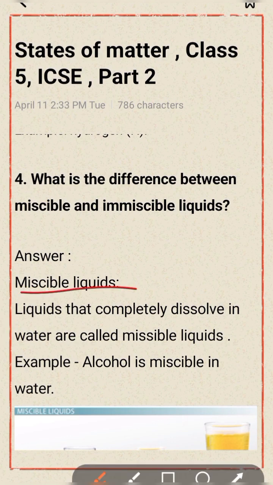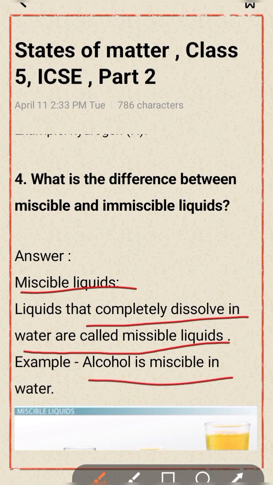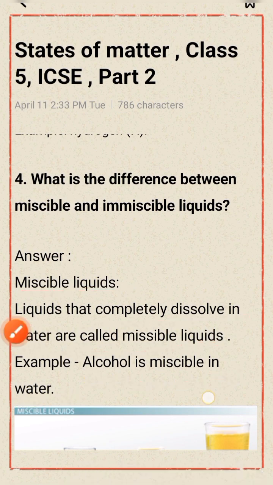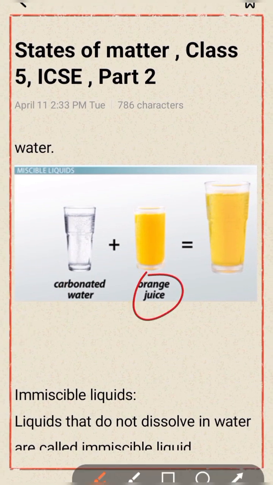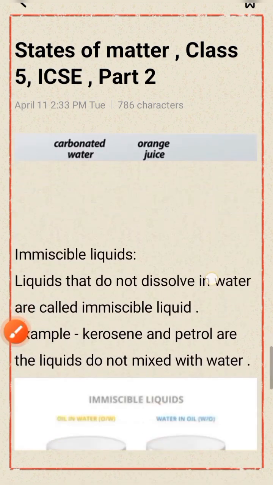Miscible liquid. Liquids that completely dissolve in water are called miscible liquids. For example, alcohol is miscible in water. Orange juice and water also form a miscible liquid. Next, immiscible liquid.